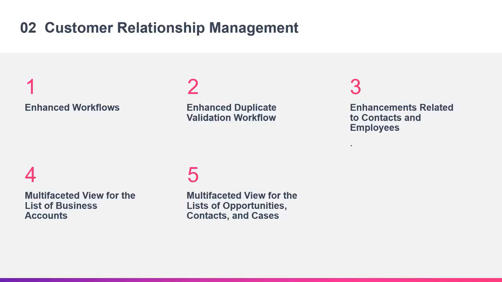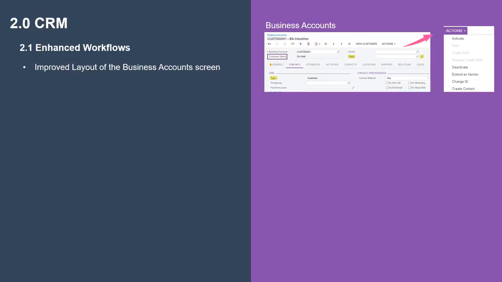In CRM, there have been significant enhancements to workflows, including an enhanced duplicate validation workflow, enhancements relating to contacts and employees, and multifaceted views for the lists of business accounts, opportunities, contacts and cases. In this release, there has been an improved layout of the business account screen. The record state or customer status is changed by the system based on actions rather than manually. Some fields have been renamed and/or moved.